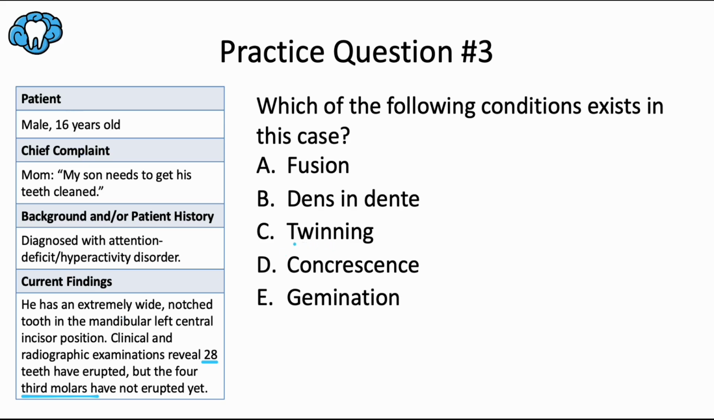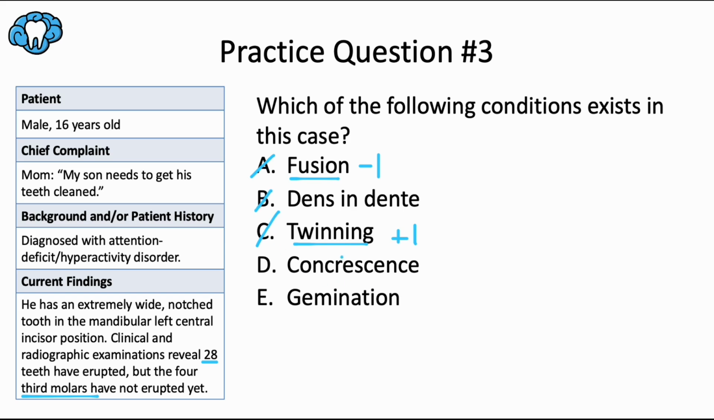Twinning causes an N plus 1 tooth number, and fusion causes an N minus 1 tooth number. So if the patient was experiencing twinning, they would have 29 teeth. Fusion would be 27 teeth. So neither of these answers is appropriate. Dens invaginatus doesn't present as a wide notched tooth, so we can rule that out as well.